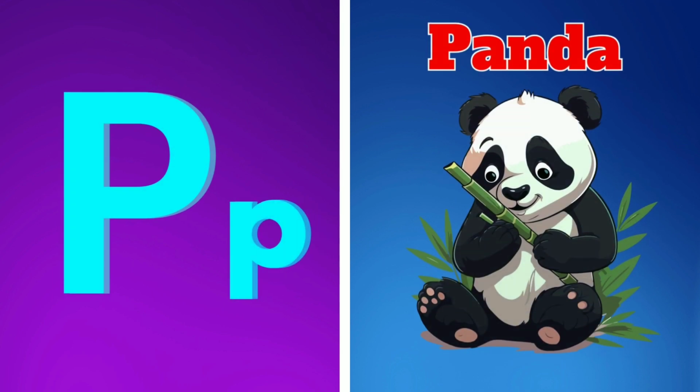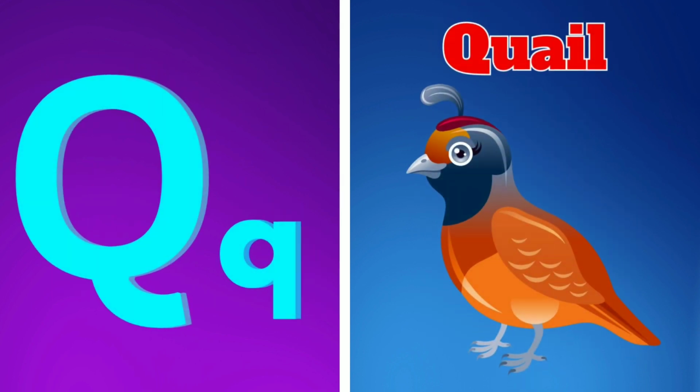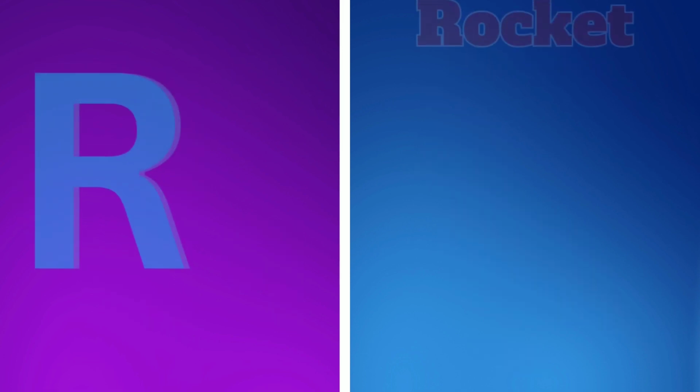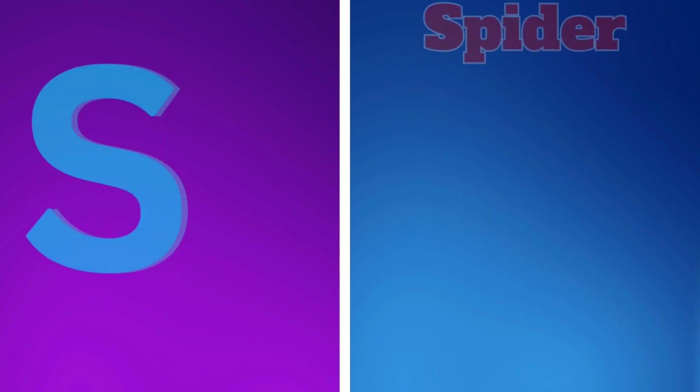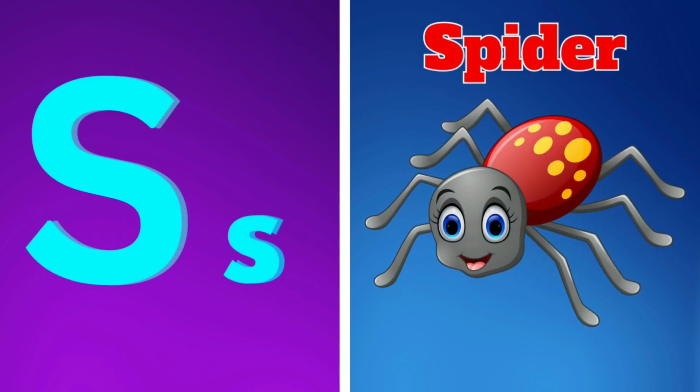P for panda. Q for coil. R for rocket. S for spider.